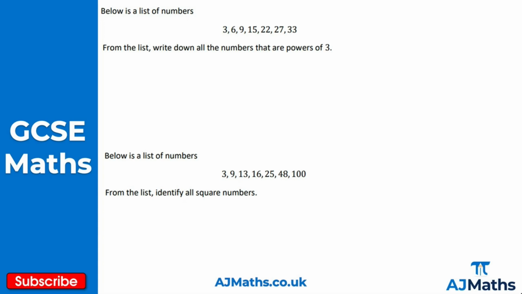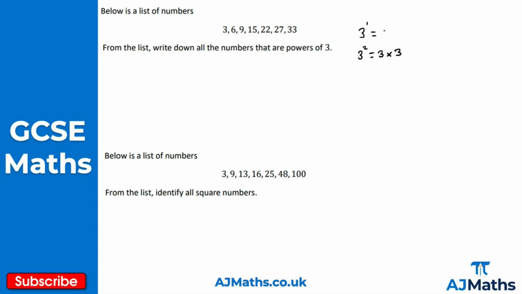And finally, moving on to the last 2 questions here, what I've got now is a list of numbers, which we can see here. And from this list, what I want to do is write down all the numbers that are powers of 3. So when we talk about powers of 3, what we mean is when we're doing 3 to the 1, 3 squared, so that would be 3 times 3, and so on.